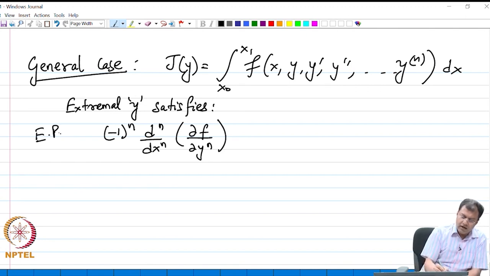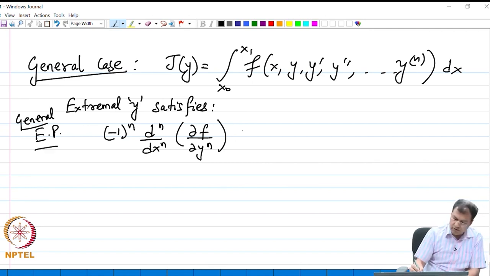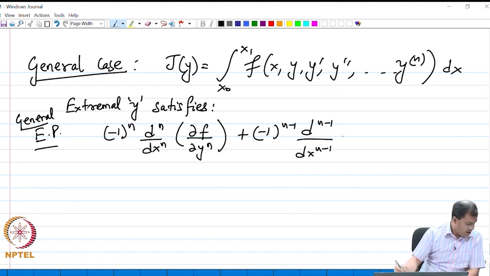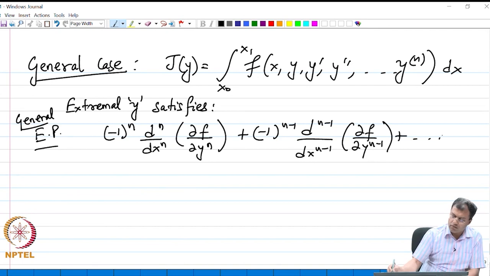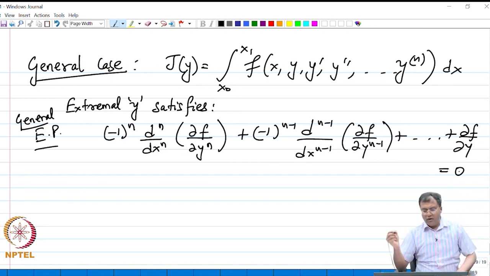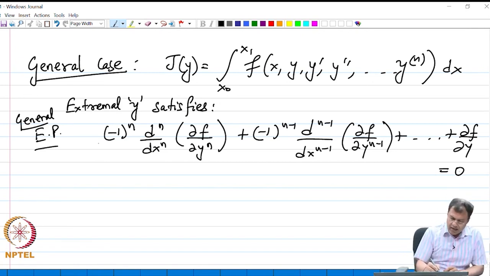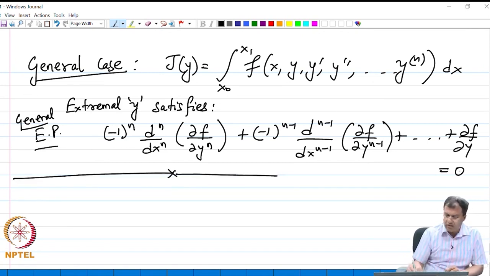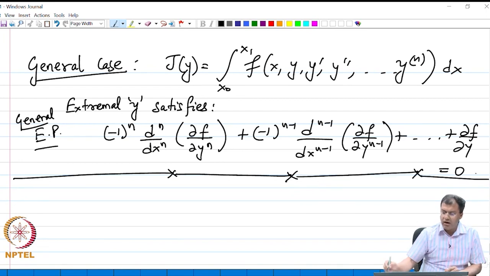So, this is the general version of Euler-Poisson. So, this is my general Euler-Poisson, okay. So, let me rewrite this expression. So, this is this minus 1 to the power n minus 1, the n minus 1th derivative with respect to x of del f del y n minus 1 and so on so forth, right. The last quantity that we will have is the derivative of partial of f with respect to y, and this is set equal to 0, right. So, this is my generalized Euler-Poisson for functionals containing derivatives of any order, right.